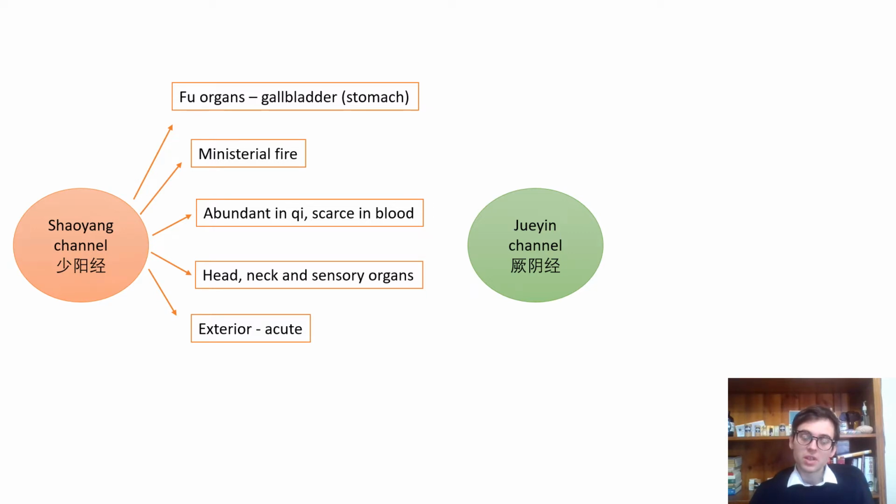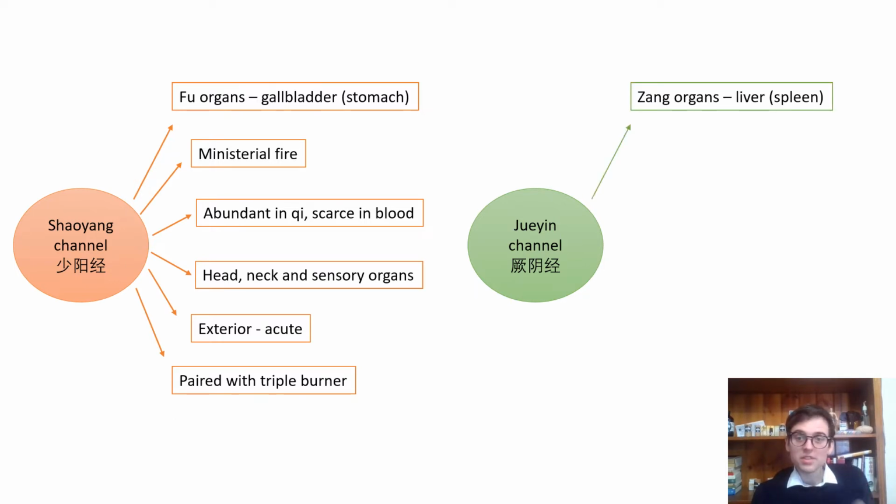So that's why the Shaoyang formula Xiao Chaihu Tang, which is a typical Shaoyang formula, can work on the exterior as well. There is also the idea of yang being related with acute conditions compared to the yin, which is more chronic conditions. The Shaoyang channel, so the gallbladder channel, is paired with the triple burner. So again, that will be an important distinction between the Jueyin and the Shaoyang.